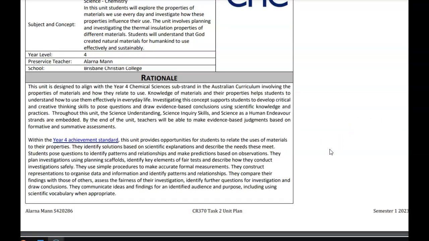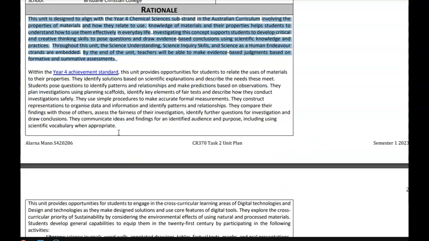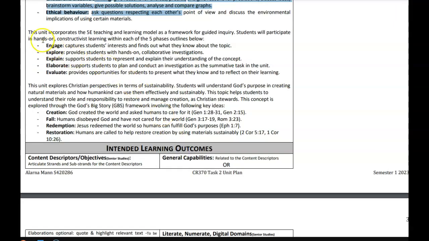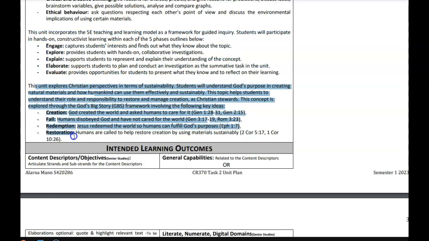This is an HD level. So it talks about the unit, where it comes from, the strand, opportunities to engage in cross-curricular, and expands upon that. Didn't need to talk about the 5E phase, but it tells me that this person's on top of it, and it also includes the Christian embedment.